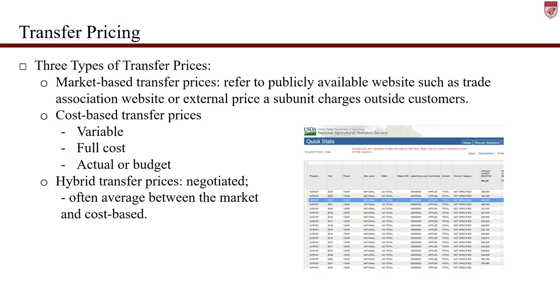Lastly, many subunits actually use what's called a hybrid transfer price. It's a hybrid of both market and cost-based transfer prices. So usually there is a range where the seller and the buyer can negotiate on which transfer price they're going to use. It's often an average between the market and the cost-based transfer prices, but not necessarily so. And in practical terms, it's usually based on a negotiation between the selling subunit and the purchasing subunit.